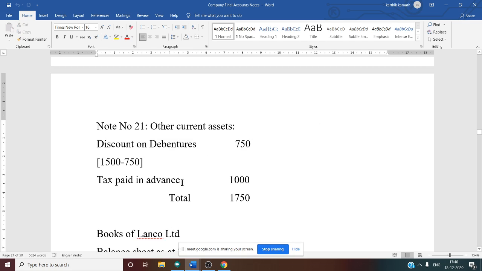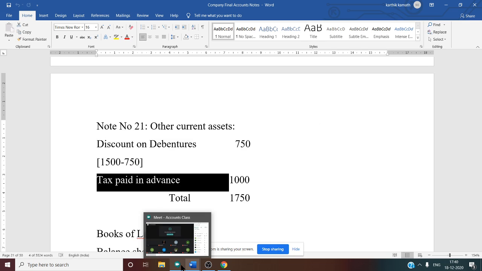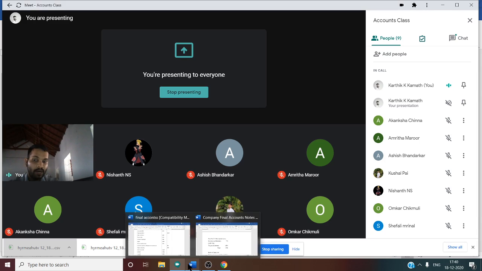Next, tax paid in advance. So one more information here comes is tax paid in advance. That is before doing the working note of profit and loss account. In the last class we have prepared additional two working notes. One is for taxation provision and one more is for tax paid in advance. So that working note we have to see now. So we'll go back now. See this working note we have to search, that is additional working note.